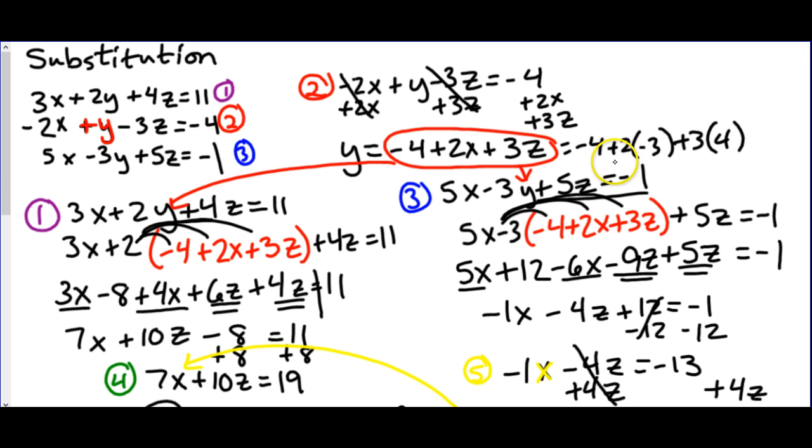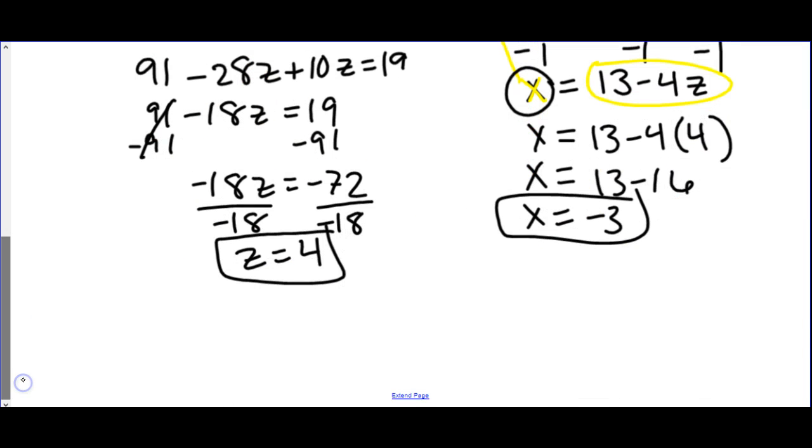And we multiply. Negative 4 is still there. 2 times negative 3 is negative 6. 3 times 4 is 12. Negative 4 minus 6 is negative 10, plus 12 is positive 2. So there's our third answer, y equals positive 2.